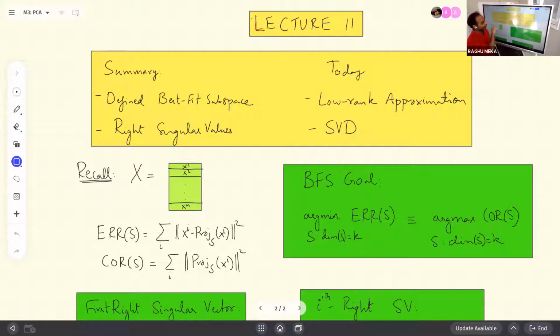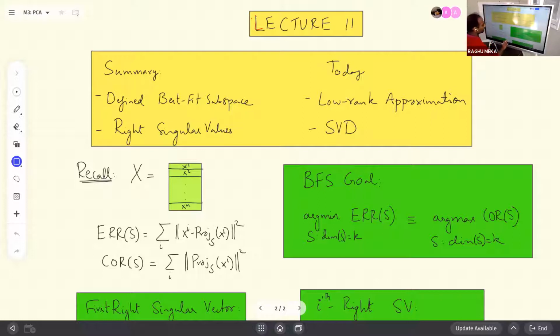And today what we're going to do is study another seemingly unrelated problem called low rank approximation. But as we will see, it's the other side of the same coin as the best fit subspace problem. And finally, this will lead us to the notion of singular value decomposition, which is very important in numerical linear algebra, data mining, and pre-processing data. And we'll see how that helps us solve both of these problems in one go.